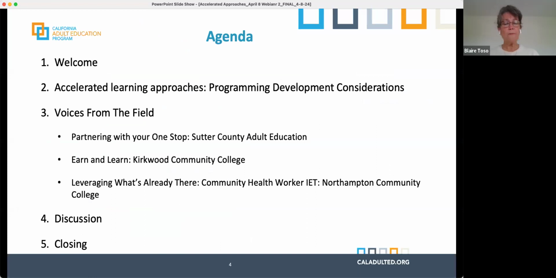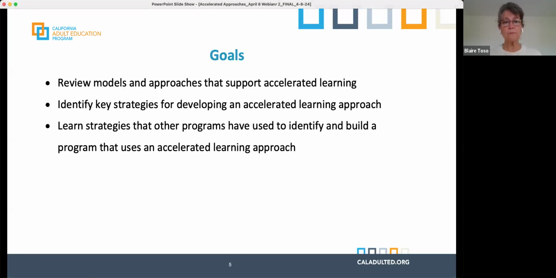So our agenda is a welcome. Then we'll briefly look at programming development considerations for accelerated learning approaches. These are really just going to set the stage as you listen to the presenters and be sure we're forwarding those best practices and key considerations. Then we'll move into voices from the field, which are with our guest presenters, as you can see. And then lastly, we will have time for discussion with our presenters or asking questions of us, and then we'll move right into the closing. It'll be a very quick webinar, and hopefully we'll learn from our presenters.